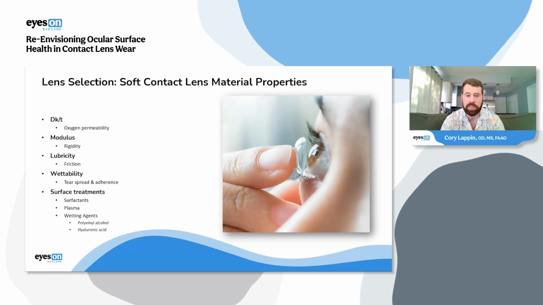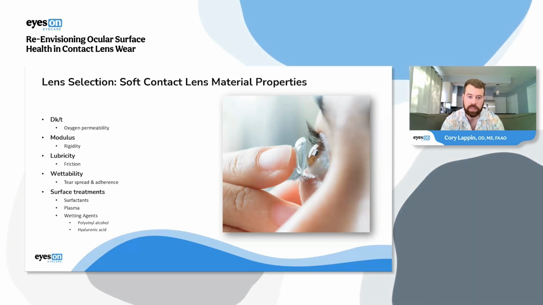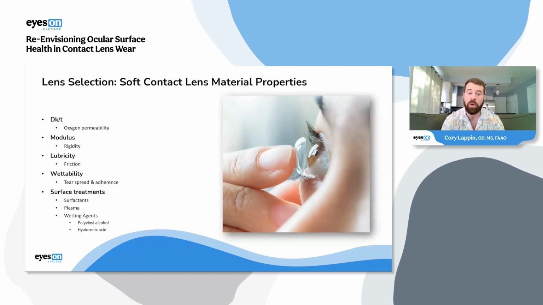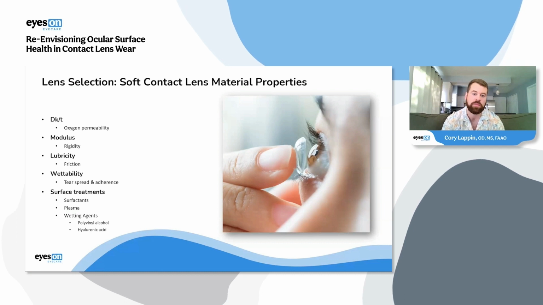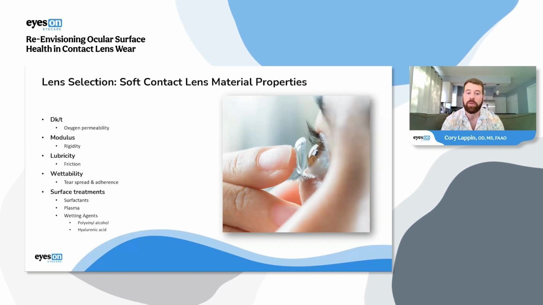Wettability essentially comes down to just how well the tears spread over the lens surface and adhere to this surface. So better wettability is going to give you better tear spreading. Again, that's also going to help reduce friction. And there are ways we can increase wettability, and this is through surface treatments, through the use of surfactants and plasma treatments, or adding wetting agents like polyvinyl alcohol or hyaluronic acid, both of which reduce surface tension, and that's how they can help with wettability.